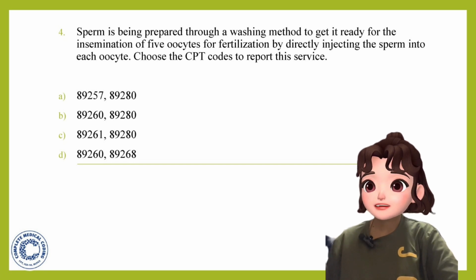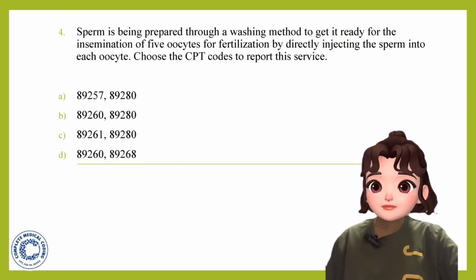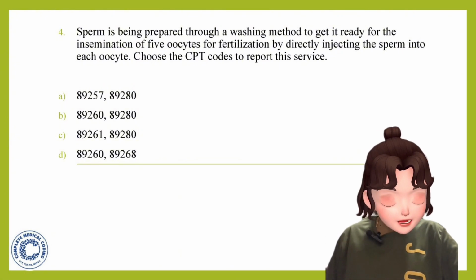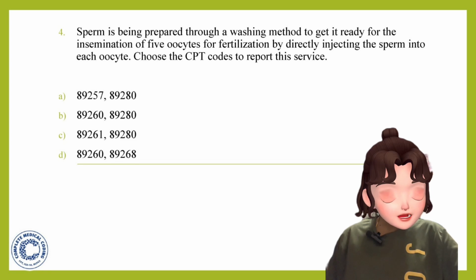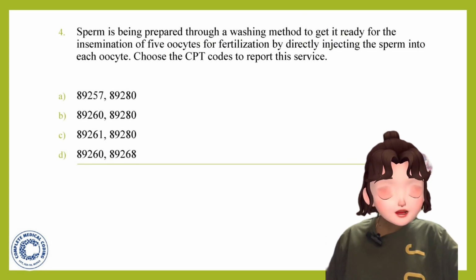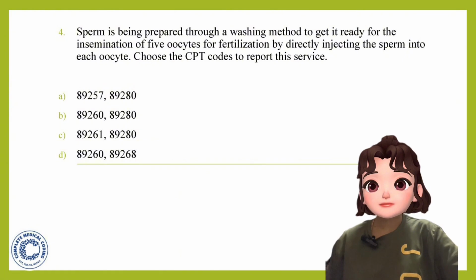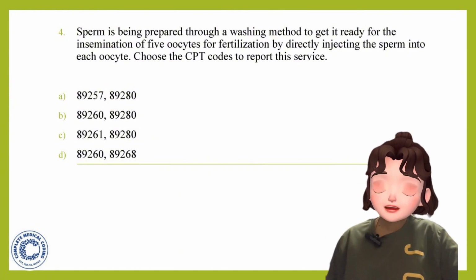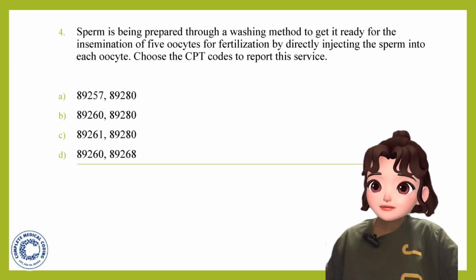And what is 89280? Same in option B, second code 89280. Assisted oocyte fertilization microtechnique less than or equal to 10 oocytes. Assisted oocyte fertilization. No, this is not assisted oocyte fertilization, right? So that is the wrong code, wrong option.